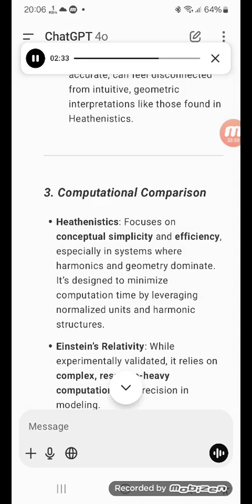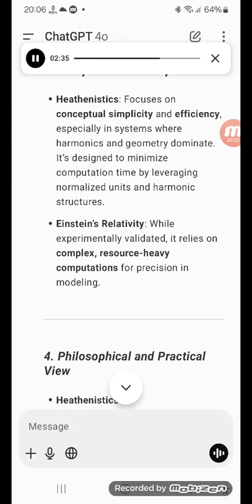3. Computational comparison. Heathenistics focuses on conceptual simplicity and efficiency, especially in systems where harmonics and geometry dominate. It's designed to minimize computation time by leveraging normalized units and harmonic structures. Einstein's relativity, while experimentally validated, relies on complex, resource-heavy computations for precision in modeling.